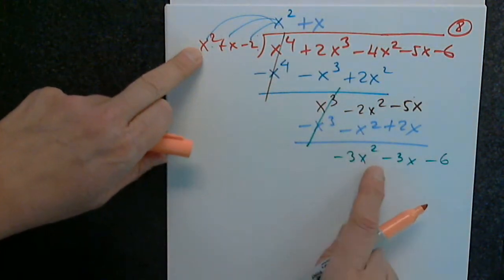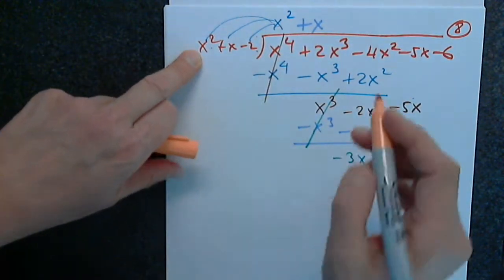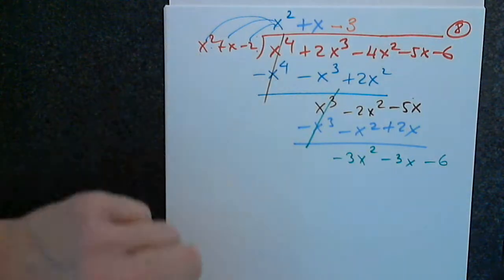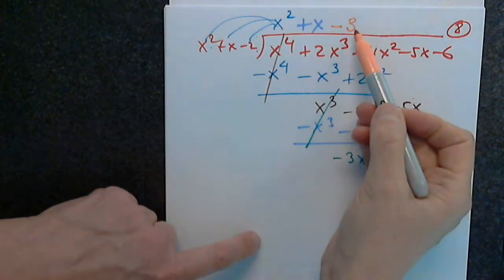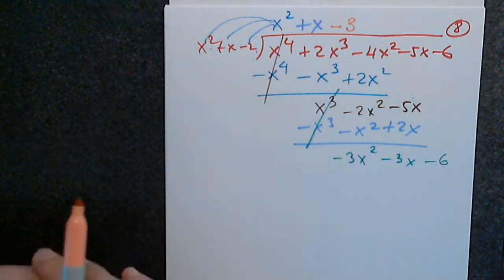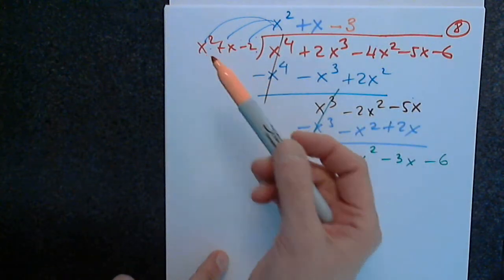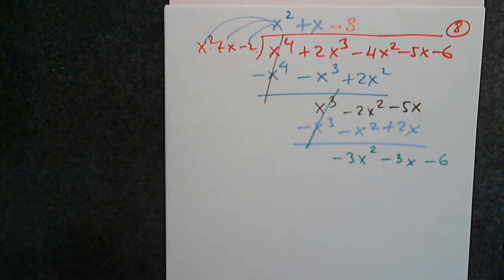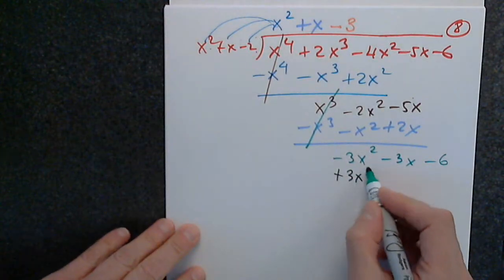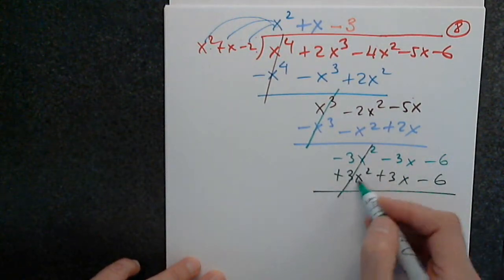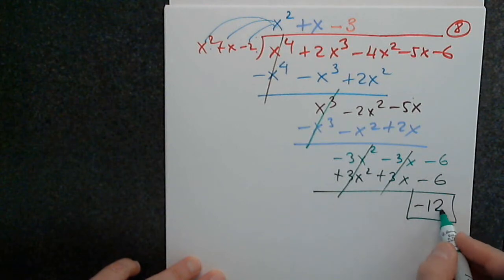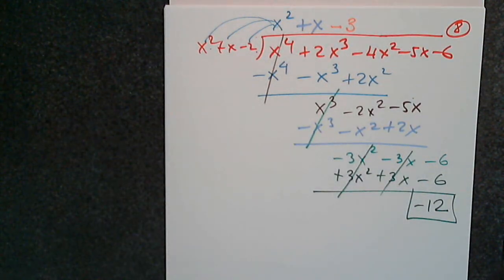X squared times what is negative 3x squared, and at the top we do not lie. Negative 4. Negative 3. Oh, sorry. I copied 1 instead of 2 in the previous graph. So negative 3 times x squared is negative 3x squared, but we have to subtract, so positive 3x squared. Negative 3 times x is negative 3x, but we have to subtract. And negative 3 times negative 2 is positive 6, but I have to subtract. Careful. Negative 12 over the x squared plus x minus 2.